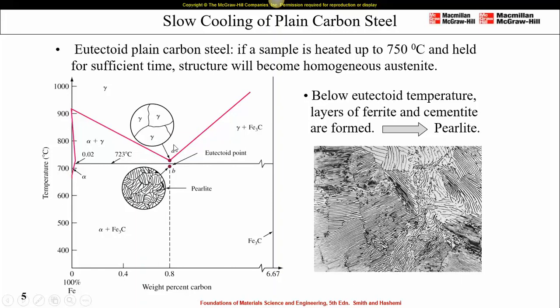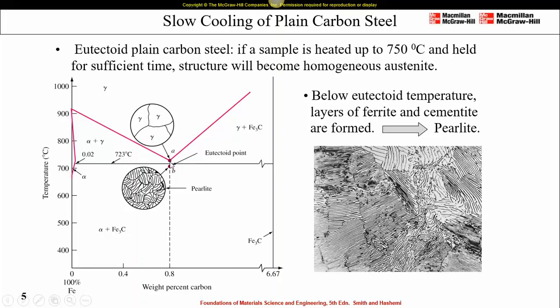If the eutectoid steel is heated to a temperature in this gamma region, let's say 750 degrees Celsius, and is held at 750 degrees Celsius for a sufficient time, the structure will become homogeneous austenite, as shown by this circle. We observe the grains of gamma, the grains of austenite. These thin lines are the grain boundaries.